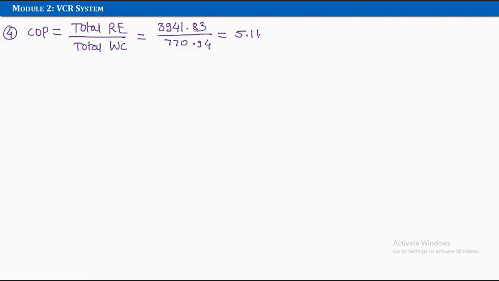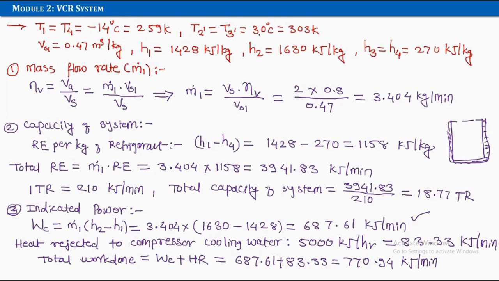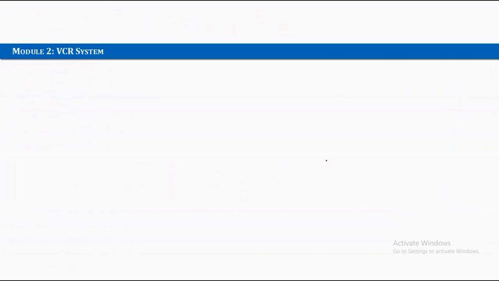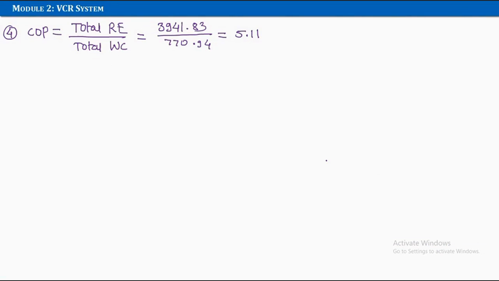If you see, the total refrigerating effect is 3941.83, and the total work of compression is 770.94. Those values we calculated in the previous slide, and we have to use them to find the COP. So finally we got the COP as 5.1. This way we can solve the VCR problem based on the p-h chart.